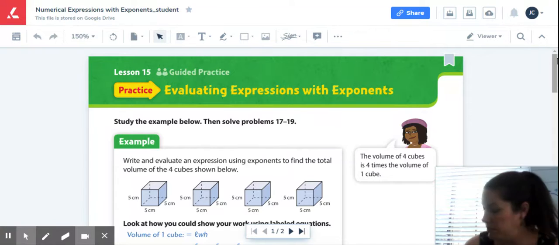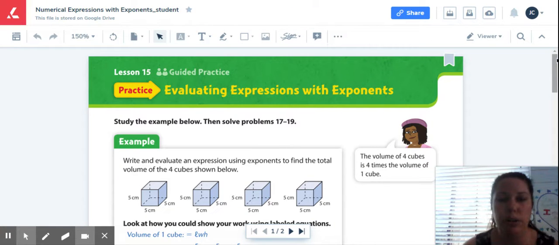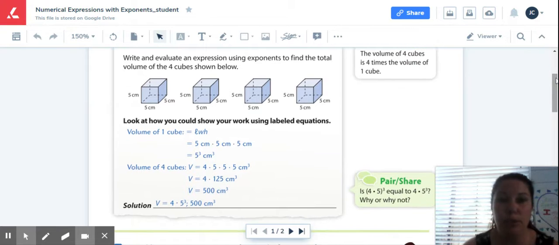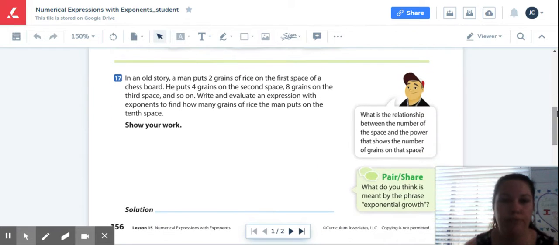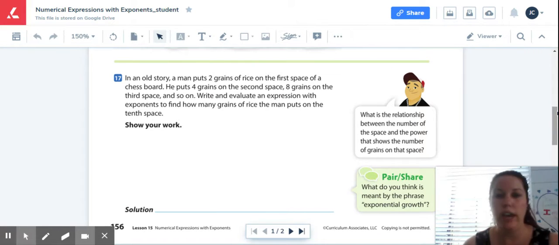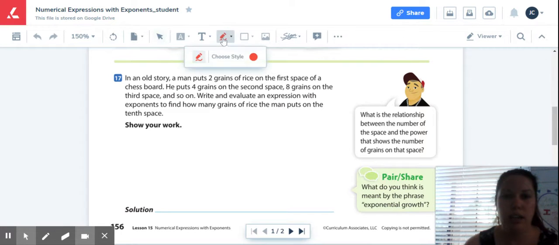Okay, so here we go. This is page 156 in our instruction book. It gives us an example problem. And then here's number 17. It says, in an old story, a man puts 2 grains of rice on the first space of a chessboard. He puts 4 grains on the second space, 8 grains on the third space, and so on. Write and evaluate an expression with exponents to find how many grains of rice the man puts on the 10th space. Okay, so let's go ahead and start by writing this out.